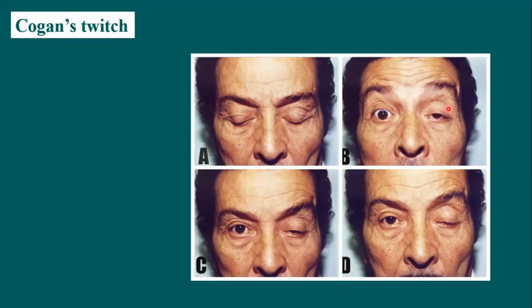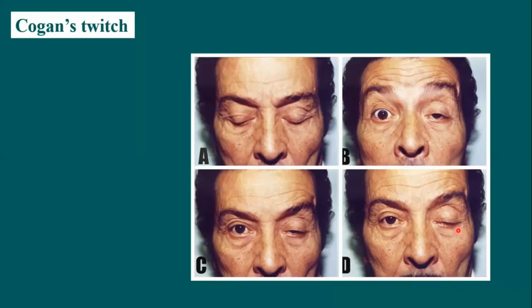This is the ptotic side. Actually, this is better than the actual ptosis. And after some time, the ptosis will drop again and you will see the baseline level of ptosis here. So simply, Cogan's twitch is a kind of improvement of ptosis after a short period of relaxation. So you relax the elevator and then ask the patient to look at the primary position. Ptosis is momentarily improved and then it drops again.